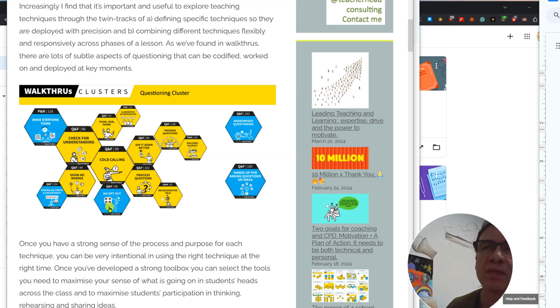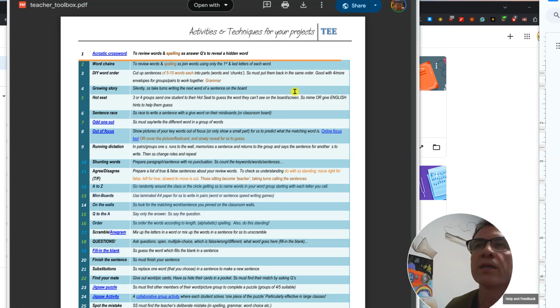No opt-out is another good technique you can use, meaning student participation. Make sure everyone takes part, even students who don't want to, the English is not good, and that's done through group work, individual tasks, like we did with sentence race. Every student must write a word, or mini boards. Everyone's using a mini board. And if you open the teacher toolbox file, essential for your projects, you'll see different ways that you can do this, making sure everyone in a group or the class is doing something.